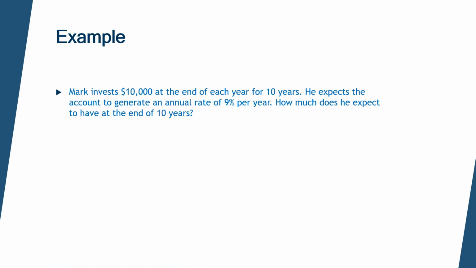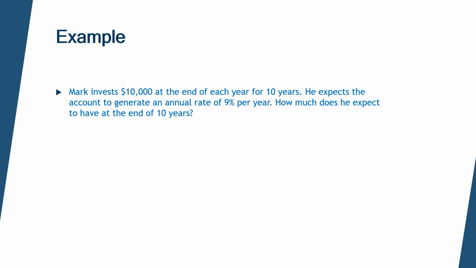So let's look at an example. Mark invests $10,000 at the end of each year for 10 years. So this is an ordinary annuity, right? Same amount, $10,000, same interval yearly, and it persists for 10 years. He expects the account to generate an annual rate of 9% per year. How much will he have at the end of 10 years?